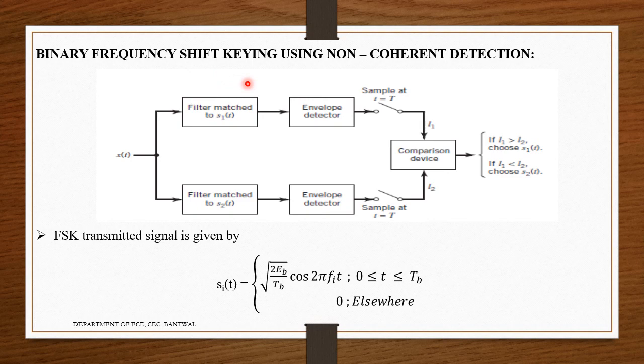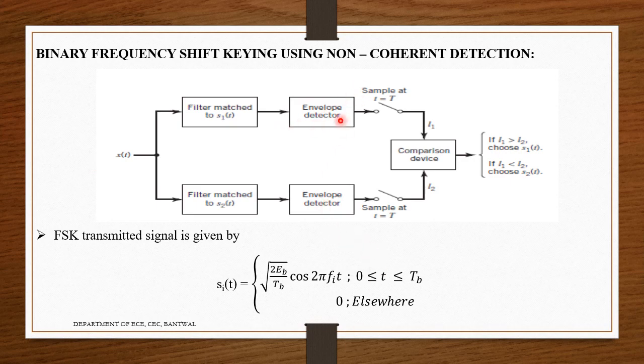In lecture 5, we dealt with coherent detection. Here we are going to deal with non-coherent detection. Here, first the received signal is passed through matched filters, which are designed for S1 of t and S2 of t, followed by the envelope detector. So it is trying to match and compare with the design, with F1 and with F2.